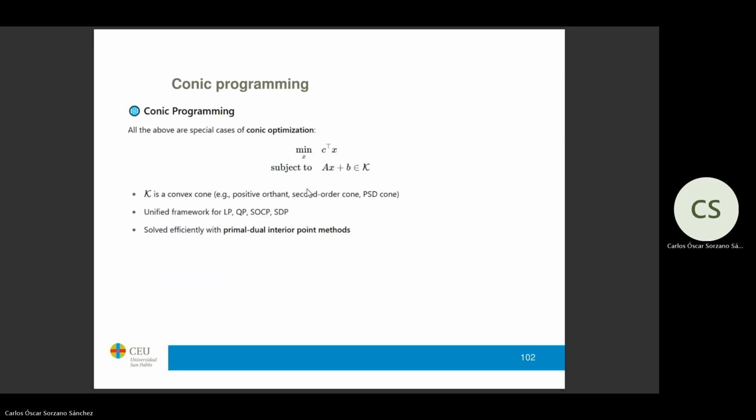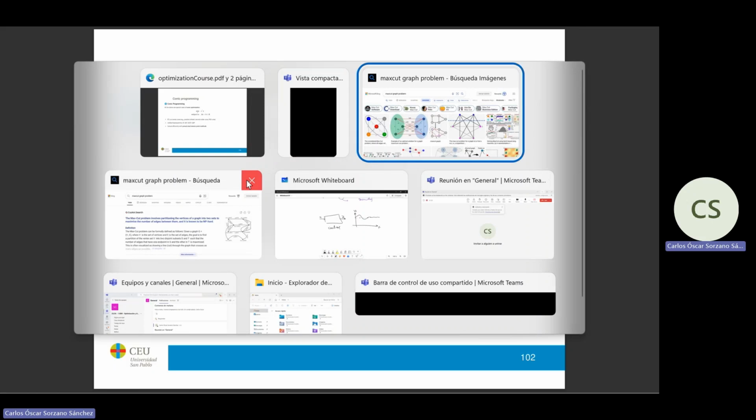Okay. Then you have this conic programming. So conic programming looks like a linear programming problem. So this is minimization of a linear function, but subject to some rotation or some transformation of X belongs to a cone. So it belongs to a convex cone. And this convex cone, for instance, can be the positive orthant. So positive orthant, 3 dimensions.